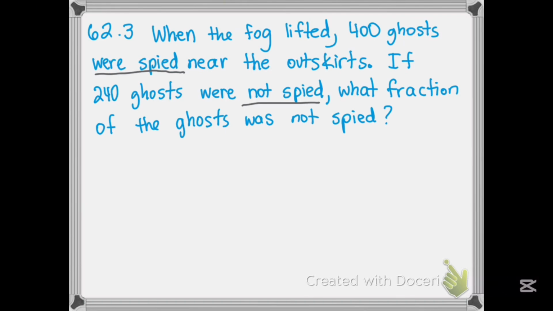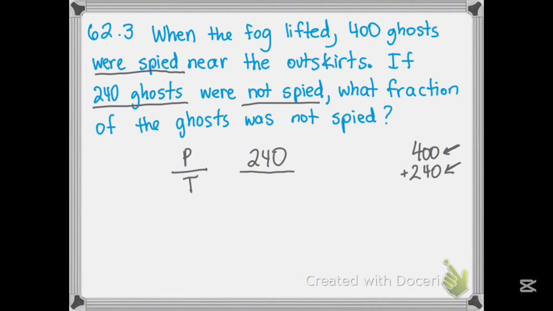Now remember that to find the fraction, you need the part over the total. What is the part that represents the not spied? Because they're asking for the fraction of the not spied, 240. So we put 240 on the top. Now what is the total? They didn't give it to us, but we can find it because we can add both of the categories. These were the ones that were spied and these were the ones that were not. So this is 640.